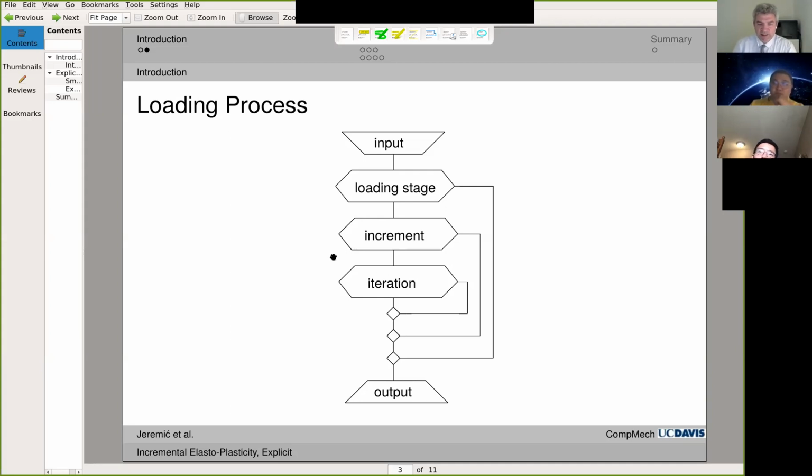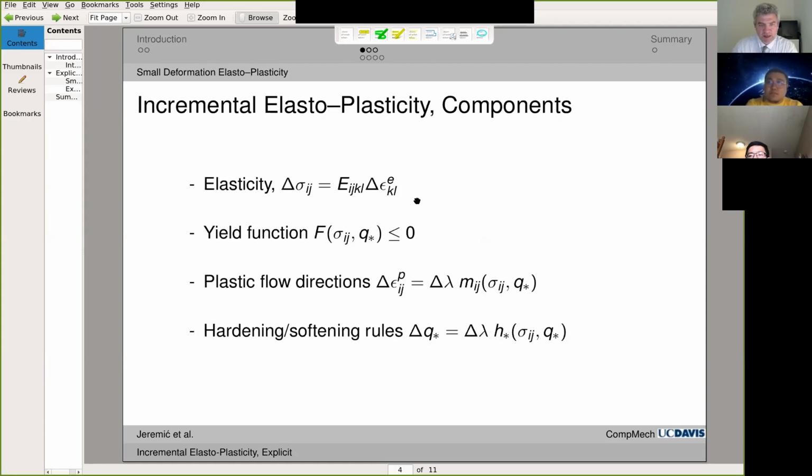Today's lecture is about explicit, so-called forward Euler. So we don't really have to iterate over the equilibrium because we assume that our steps are small enough and that there's no need to iterate over the equilibrium. Although again, it's a very good idea to do that.